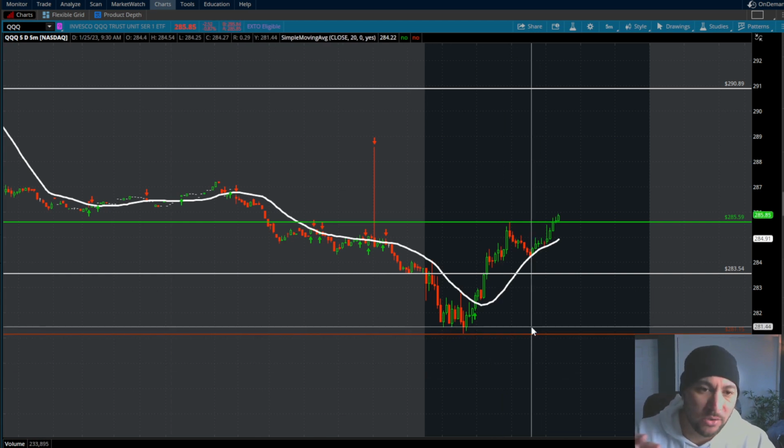I don't care if it's $10 or $10,000. Secure your profits when you have them. The stock doesn't need to go lower. The stock doesn't need to go higher. Okay.